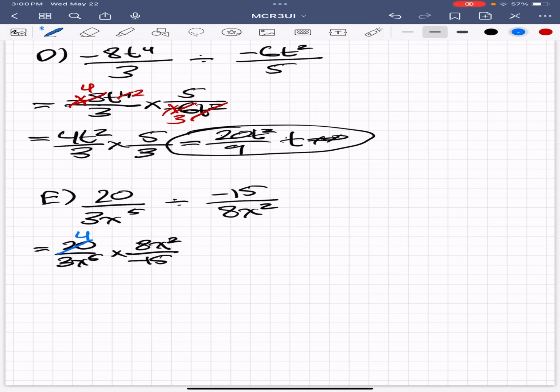This one would be 4. This one would be negative 3. And I have a 3 and an 8, and I can't really do much with that. But I have an x to the power of 2 and an x to the power of 5. So I'm going to cross out the x to the power of 2, I'm going to cross out the 5, and I'm going to write a 3. So what am I left with?